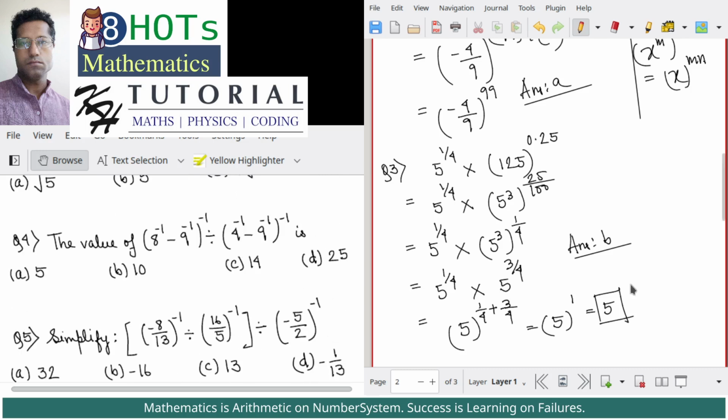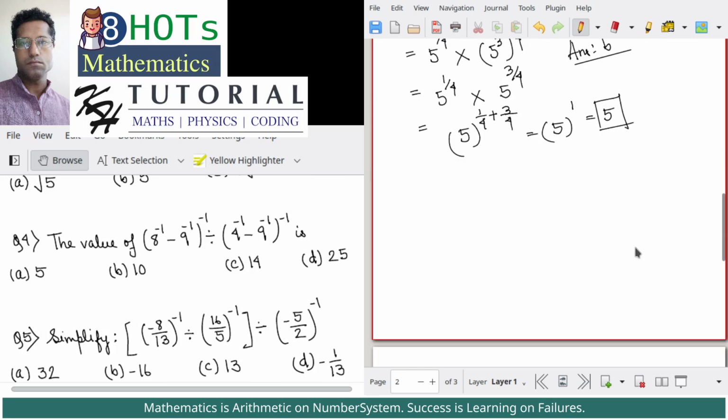Okay, let's do problem number 4. We have to find the value of 8 to the power minus 1, which means the reciprocal of 8, minus 9 to the power of minus 1 means the reciprocal. That is, whenever you have x, some number, definitely a non-zero number, it could be an integer or rational number, to the power minus 1, it means it is 1 by x.